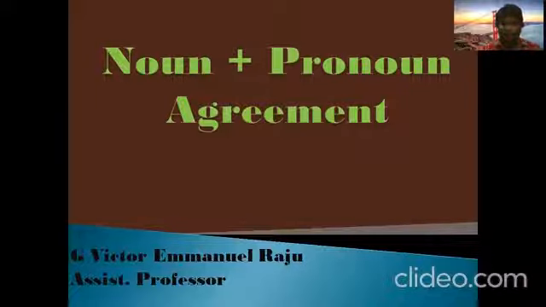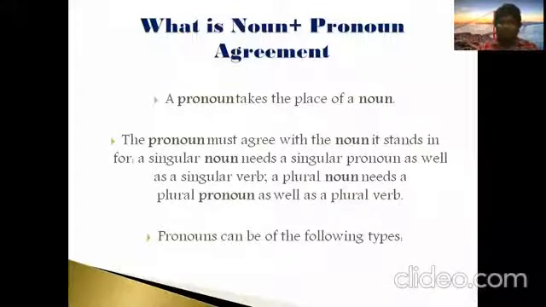So we ensure that the verb agrees with the subject and the subject agrees with the verb, and the same thing with nouns and pronouns. When we are using them in a sentence, make sure that the noun and pronoun agree with each other. Let's see more about this one. And if you observe, what is actually a noun pronoun agreement?